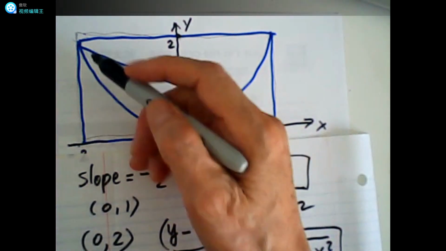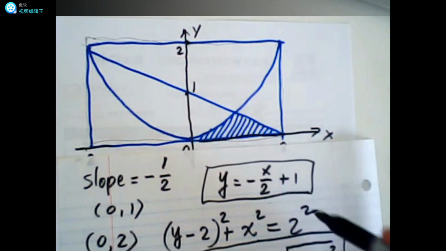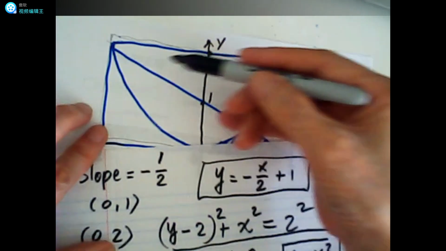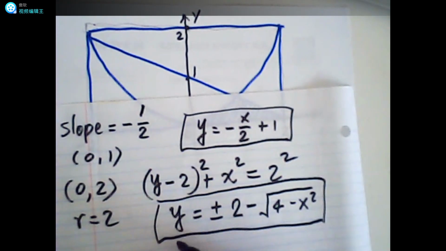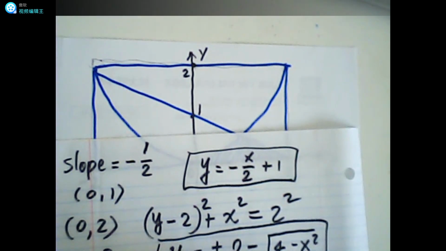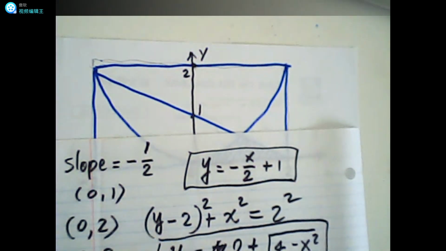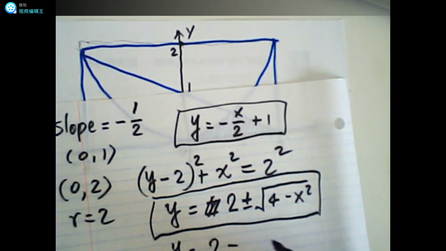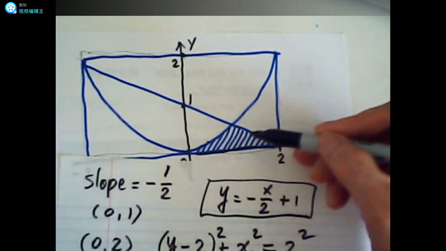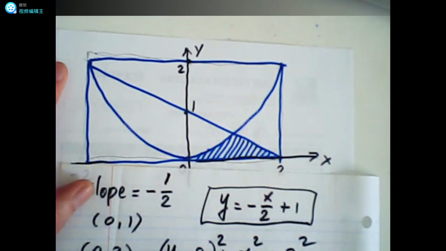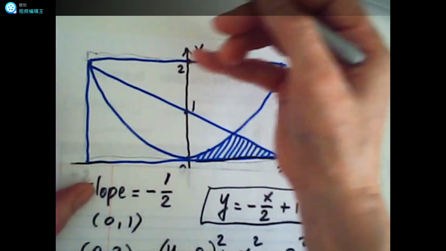Since our circle is a half circle, we choose the circle below 2. Therefore this is my equation of the semicircle: y equals 2 minus the square root of 4 minus x squared. That is the equation of the semicircle, while the plus or minus form is the equation of the whole circle.